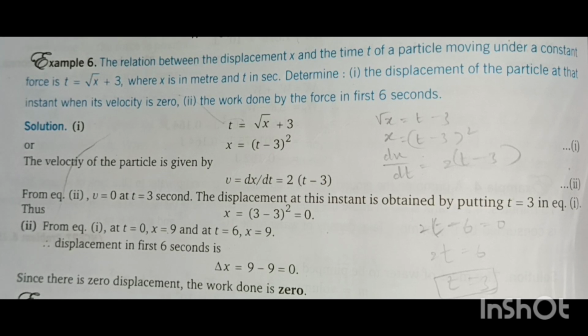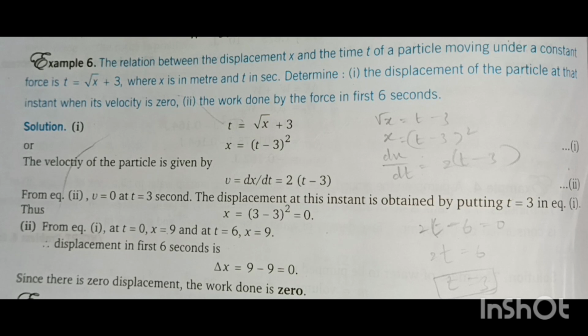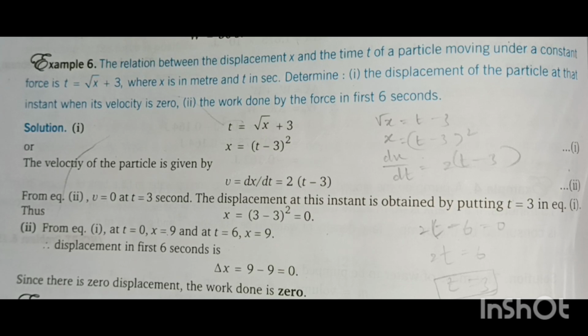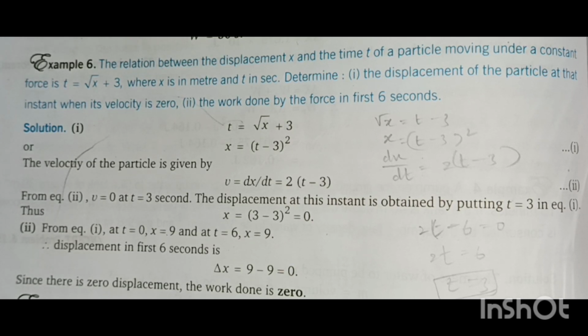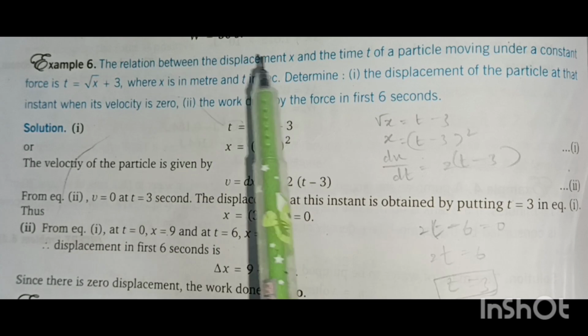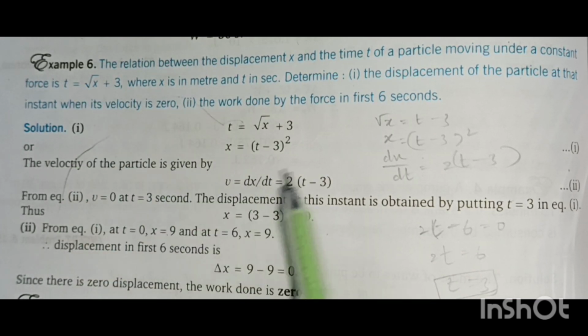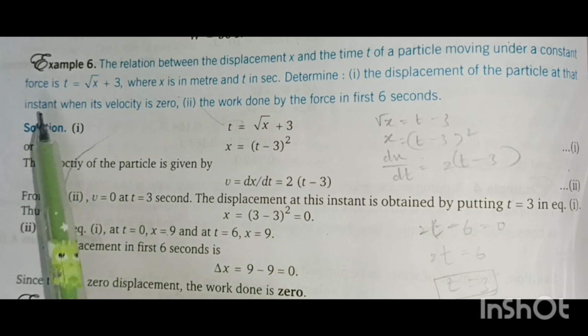The relation between displacement x and time t of a particle moving under constant force is t equals root x plus 3, where x is in meter and t in seconds. Determine the displacement of the particle at the instant when its velocity is 0, and the work done by the force in the first 6 seconds. So here there is a relation between displacement and time, t equals root x plus 3, and it is under constant force.